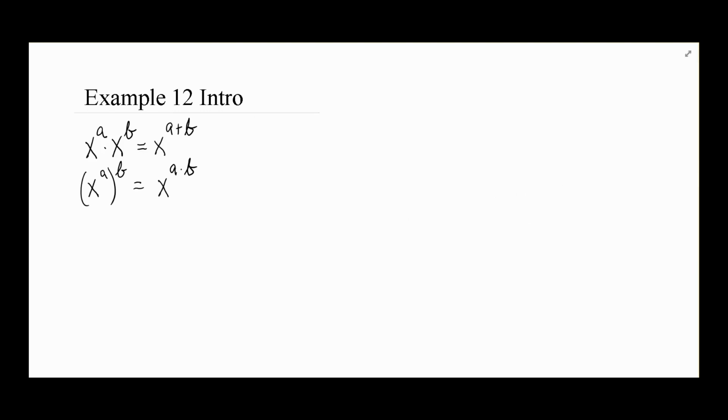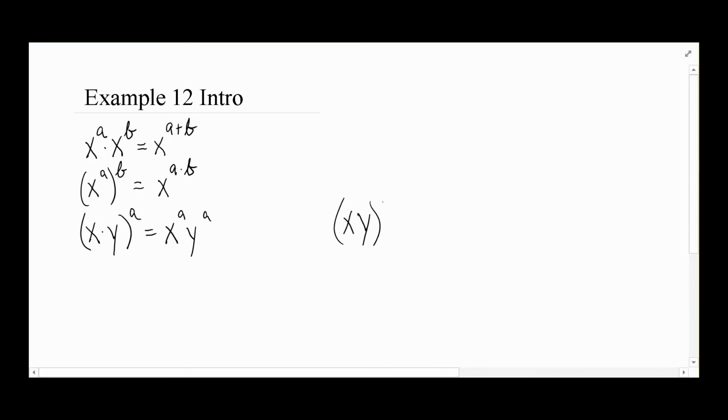The next rule we want to look at is the power over a product rule. And this rule says if I have x times y all to the a power, then I could take the x to the a and the y to the a. And the reason for this one is because multiplication is commutative.